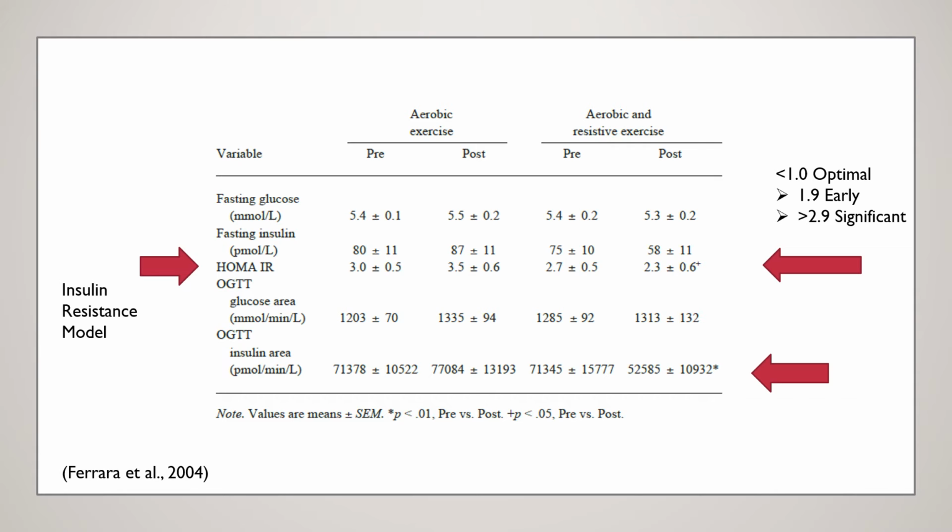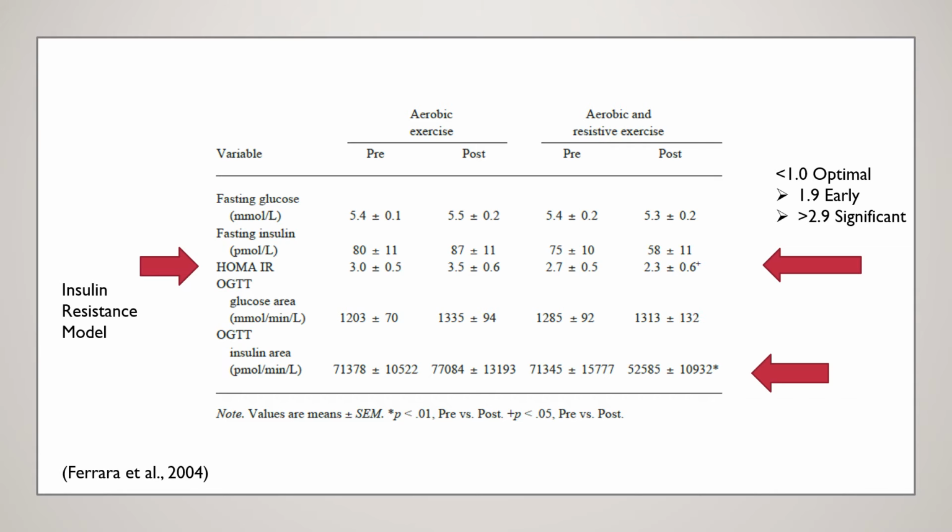We'll see that there was no difference in fasting values of glucose and insulin, either due to exercise or between the groups. But we do have a change in this HOMA-IR, and that's the homeostatic model assessment for insulin resistance. This assesses the beta cell function, or in other words, insulin resistance.